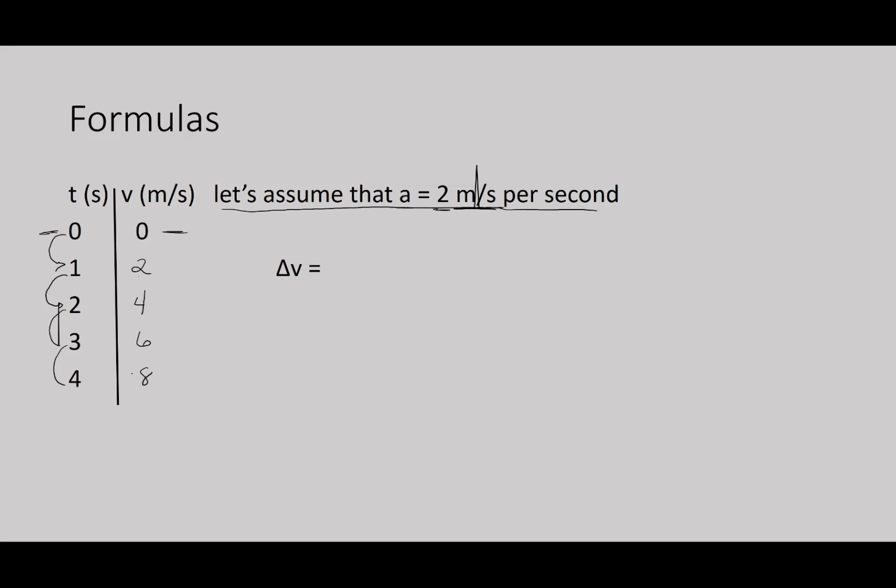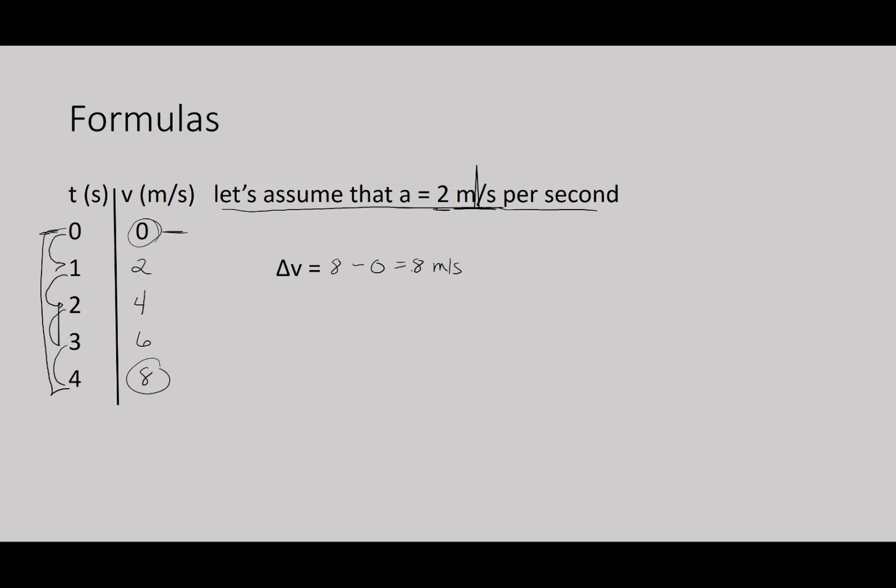So the first formula that I want to look at is delta V, to represent our change in velocity. If I'm looking at this particular time interval from 0 to 4 seconds, I can compute my change in velocity by looking at where I started and where I ended. To get my change in velocity, I would take my final velocity of 8 and subtract my initial velocity of 0, and I would end up with a change in velocity of 8 meters per second. And I got that just by looking at my table.